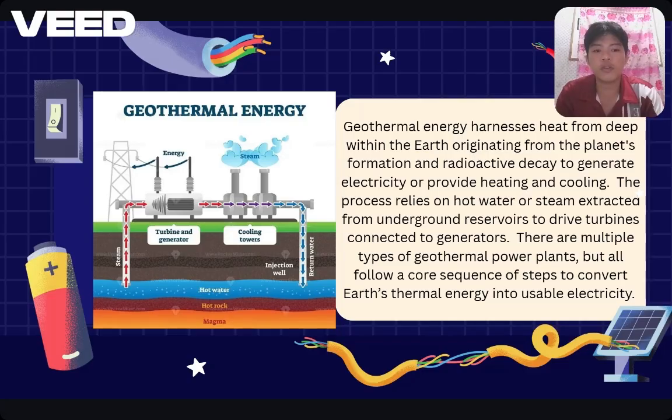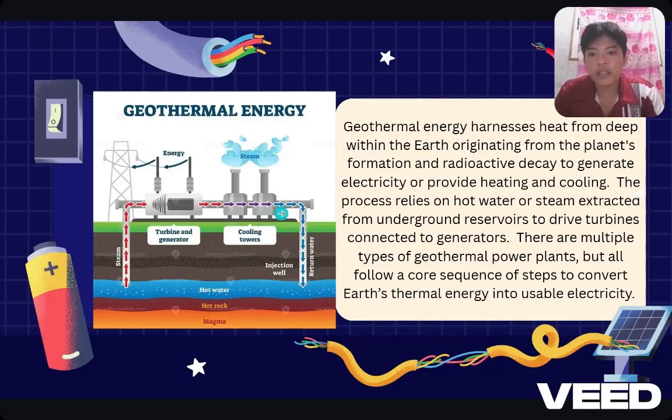energy into usable electricity. So, based on this diagram, hot water or steam from underground reservoirs, heated by hot rocks and magma, rises to the surface where the steam spins a turbine connected to a generator to produce electricity. After steam is cooled in cooling towers and condensed into water, it is re-injected into the ground through an injection well so the geothermal cycle can continue.